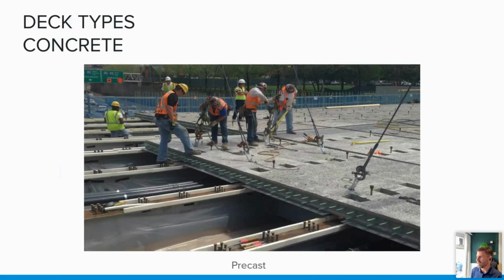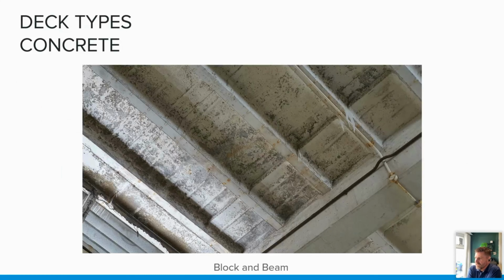Precast is exactly how it sounds. It's craned onto the roof and then put in place on the roof, the joints sealed and all that kind of thing. And then you've got block and beam. Again, this is more of a historical kind of construction. You've got concrete beams and then blocks inside, blocks that you can see from the inside there. So that's what's classed as a block and beam concrete roof.